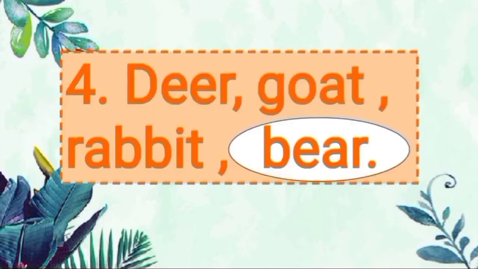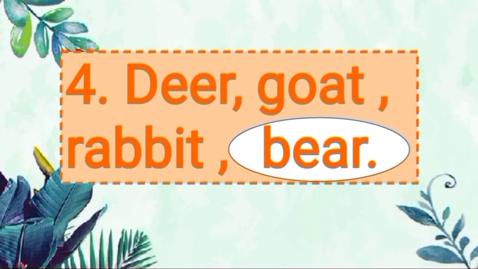Now next, first word: D-E-E-R, deer. G-O-A-T, goat. R-A-B-B-I-T, rabbit. And fourth word: B-E-A-R, bear. Now here deer, goat and rabbit are examples of herbivorous animals, which means animals that eat only plants.